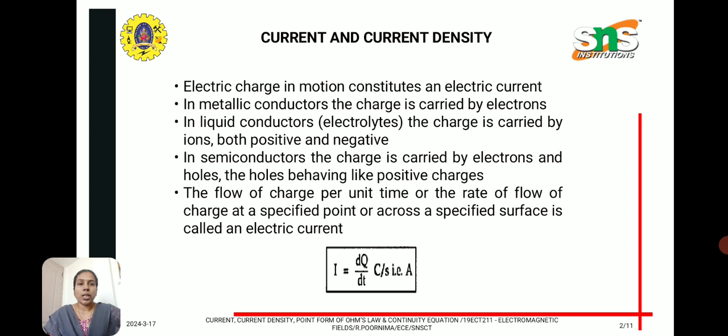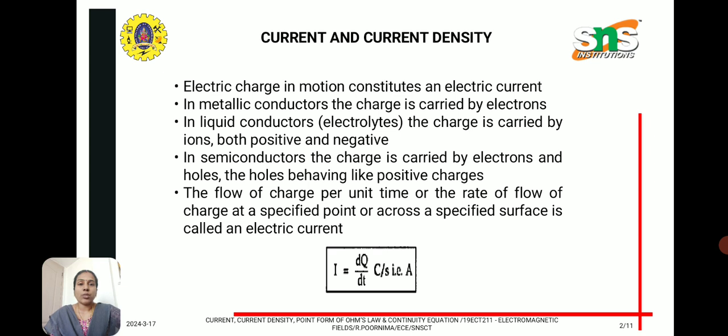So what is meant by current and current density? Electric charge in motion constitutes an electric current. We are going to discuss current flow in different materials. In metallic conductors the charge is carried by electrons. In liquid conductors like electrolytes the charge is carried by ions, both positive and negative. In semiconductors the charge is carried by electrons and holes, the holes behaving like positive charges.